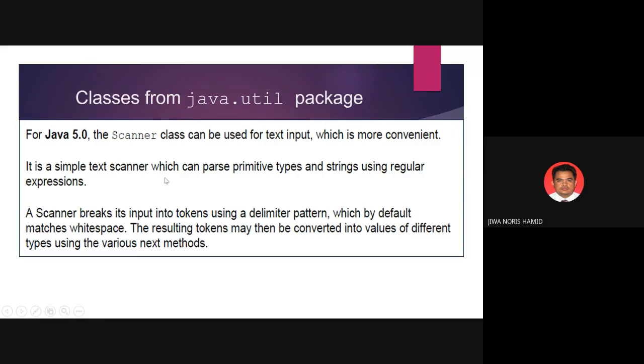Yang best tentang scanner ni adalah you tak perlu tadi guna, kita kata, pass float, pass double. Because when it reads, bila dia read, dia akan automatically baca dalam bentuk integer, float. Dia bukan baca dalam bentuk string. Okay. The use of scanner ni, dia breaks its input. Maksudnya input yang dia baca tu dia akan pecahkan kepada what we call token. What is token? Nanti saya tunjuk.